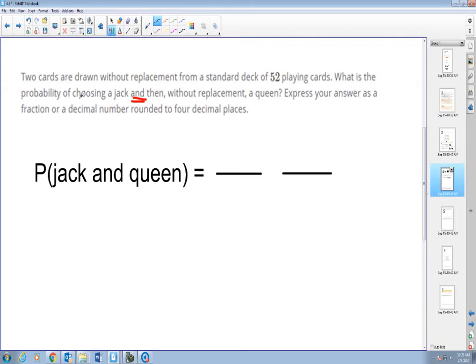So, first draw, what's the probability of choosing a jack? Well, there should be 4 ways to choose a jack out of 52 cards to choose from, and then times, without replacement, a queen. So once I drew that jack, I'm not going to put it back. And then choosing a queen, how many queens can I choose from? There should be 4 queens to choose from, not 3.